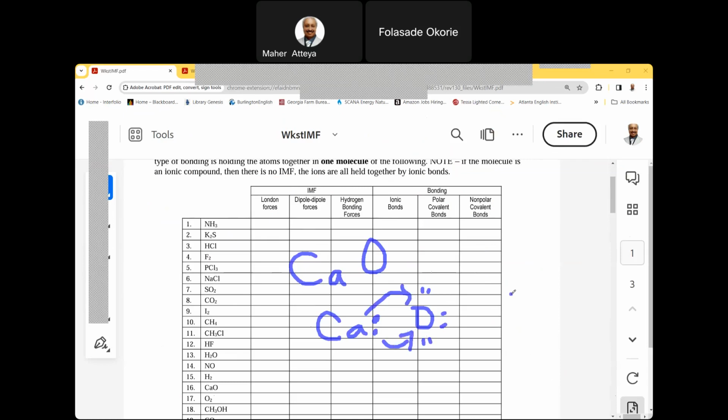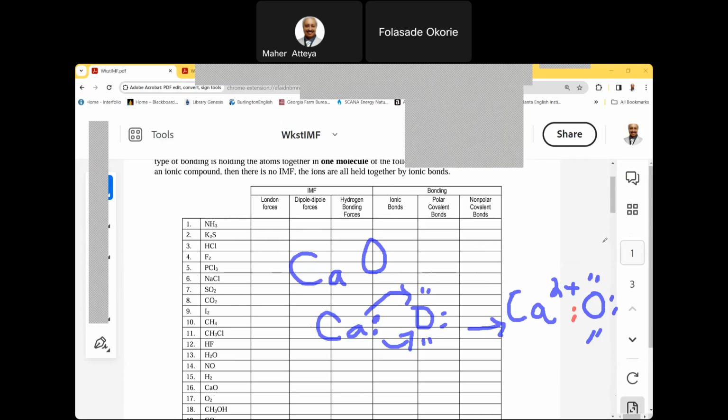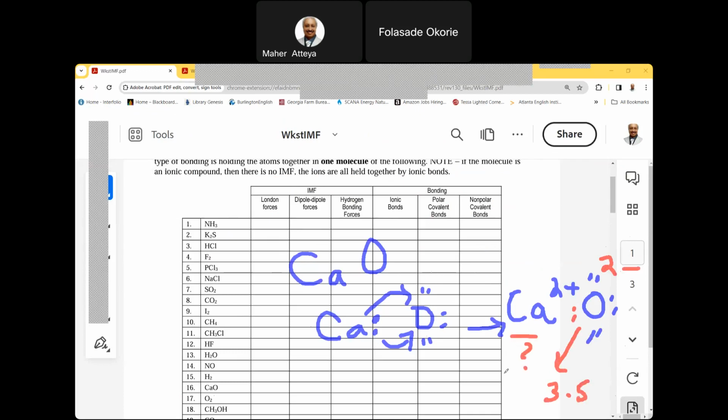So therefore, the Lewis dot structure will look like calcium 2 plus, having lost 2 electrons, and oxygen will have 2, 2, 2, 2, and those 2 are coming from calcium. Therefore, oxygen will appear as 2 minus. Of course, if you take the difference between oxygen and calcium, oxygen is 3.5. Calcium, I don't know, look it up, but it has to be, this is ionic. 1.0.